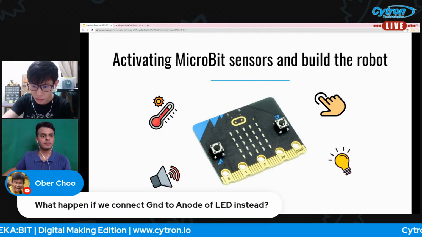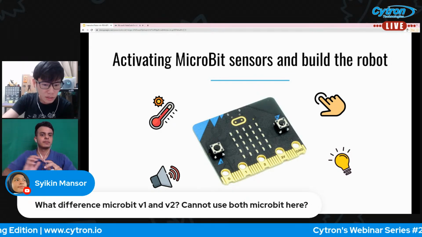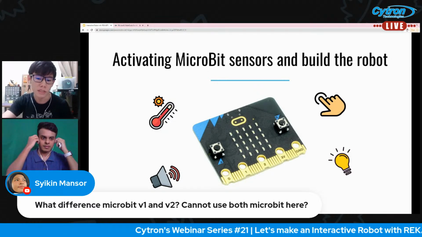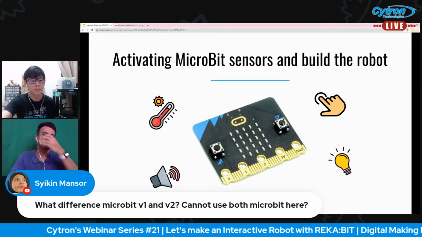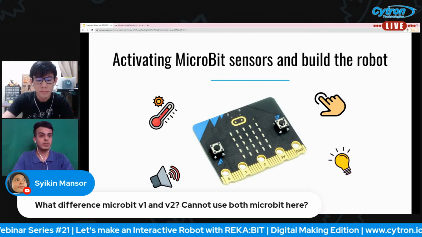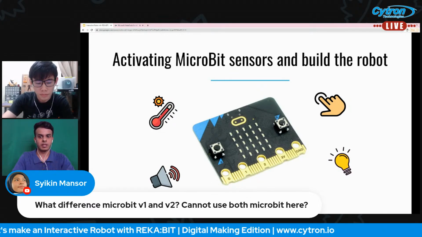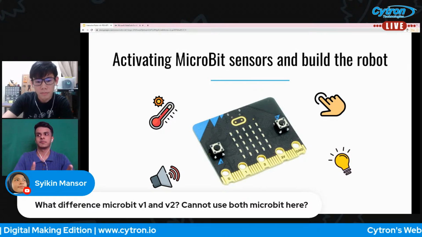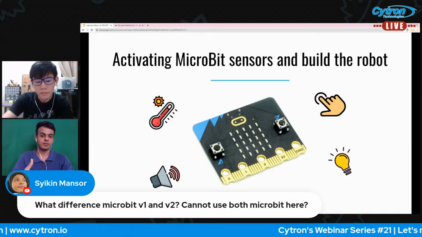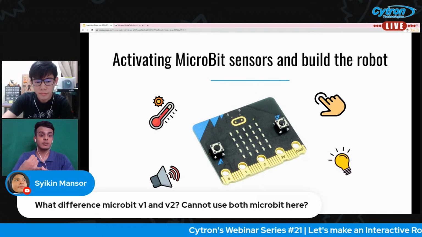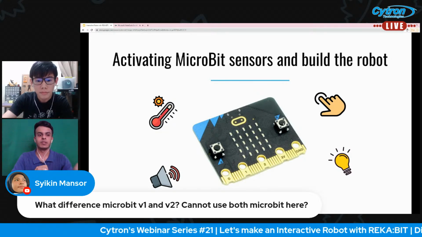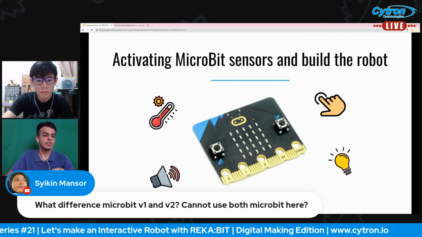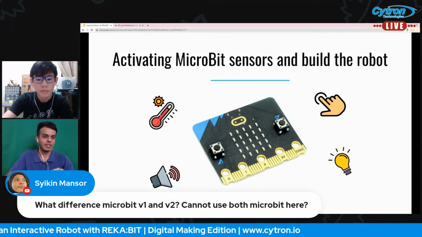And the next question here: what is the difference between microbit V1 and V2? I think a lot of people are also curious if they can be used on the REKA bit. Both of them can be used on Rekabit. There's no problem with that. But the difference is that V2 has more features. One of them is a sound sensor that cannot be found on the V1, and we also have the touch sensor on the logo.